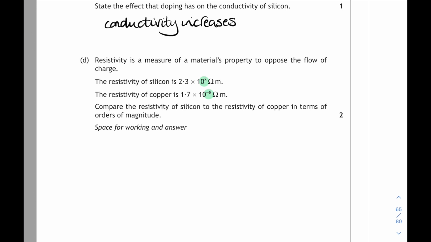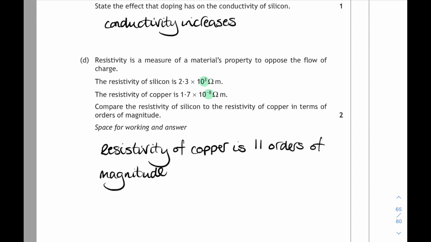So let's compare them for these two. We're going from 10 to the power of 3 down to 10 to the power of minus 8. So the resistivity of copper is 11 orders of magnitude smaller than the resistivity of silicon. Or you could have said it the other way, the resistivity of silicon is 11 orders of magnitude greater than copper.